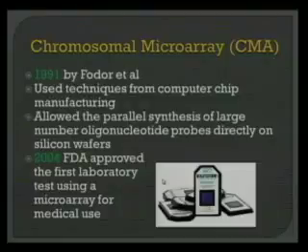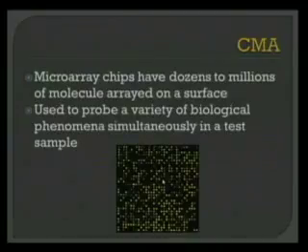So now we move on to chromosomal microarray, which is a relatively new technology as far as looking at genetic material. It was discovered in 1991, and the technique actually comes from computer chip manufacturing. In 2004, the FDA approved it for medical use. So we're going to talk about these chips that we use. These microarray chips have dozens to millions of molecules on the surface, meaning that it can test a bunch of different things at one time. Okay, so that's one of the biggest benefits to a test like this.